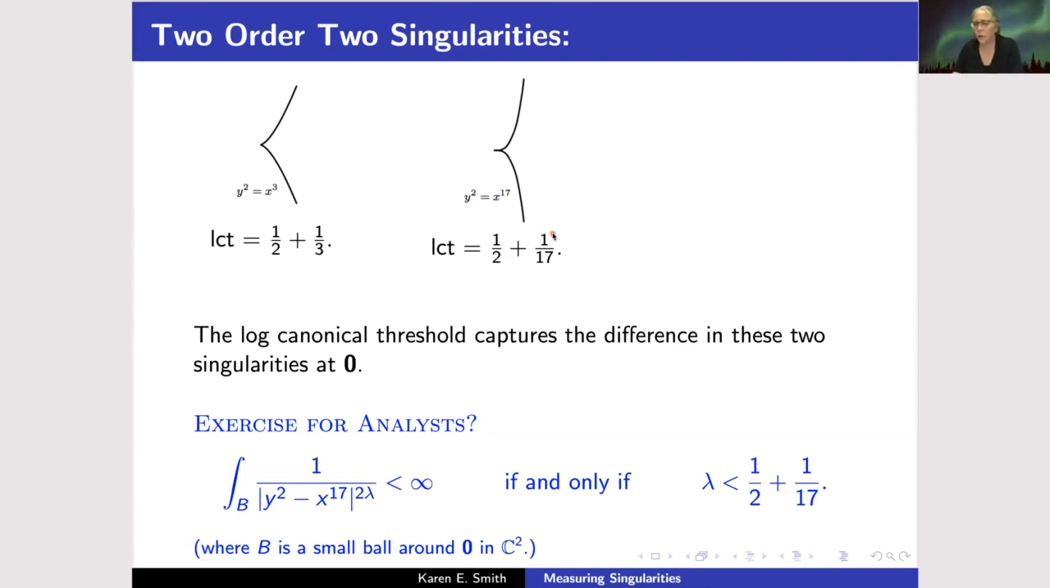And the log canonical threshold, therefore, appears to be maybe a better, more refined measurement of singularities than just the order was. So these integrals, I know how to compute them, and I'm actually going to show you how to compute them because it uses my favorite theorem that I told you about yesterday. But I have an exercise for analysts. I'd like to see how to compute this directly. How would an analyst compute these integrals and figure out what is the lambda needed to make this converge?